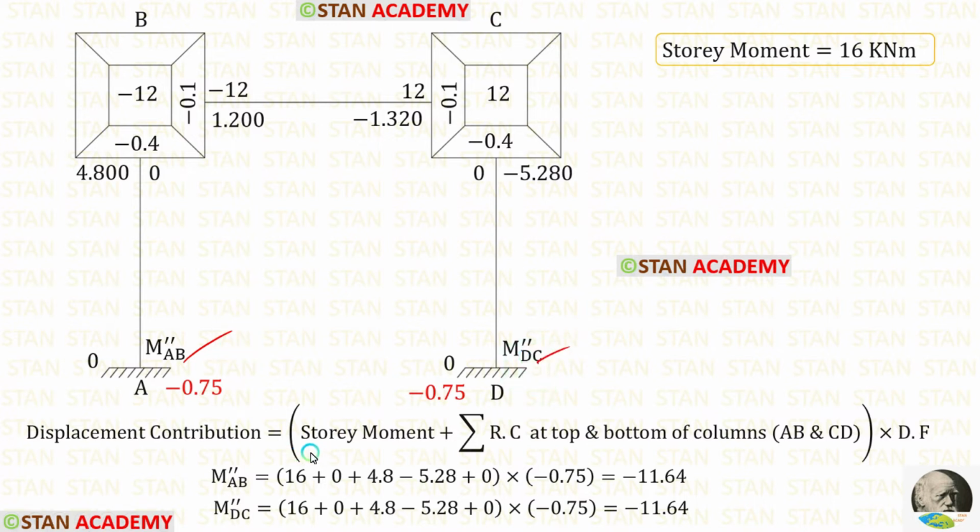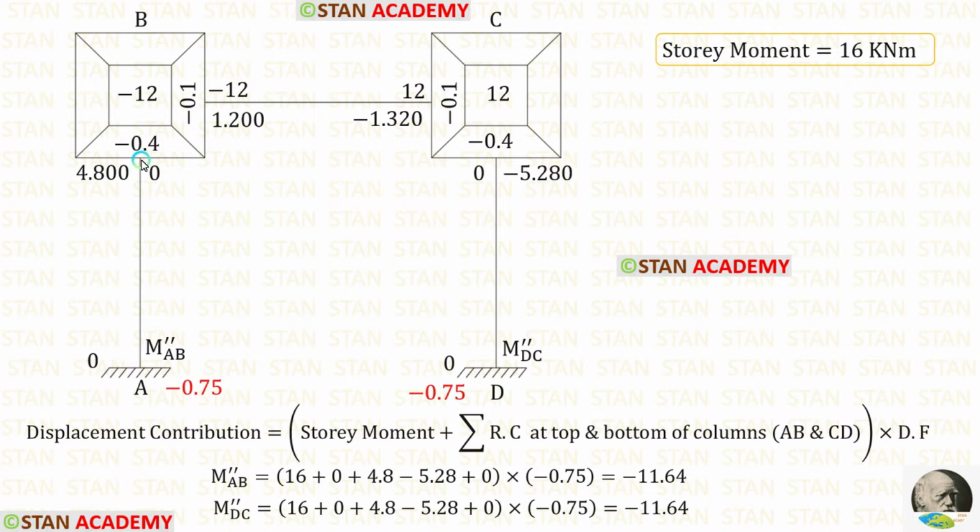Now let us find the displacement contributions M double dash AB and M double dash DC. The formula is story movement plus summation of rotation contributions at the top and bottom of the columns into displacement factor. In this analysis, for both of the columns, we have the same displacement factor minus 0.75. So the values of M double dash AB and M double dash DC will be same. We have already calculated the story movement 16.